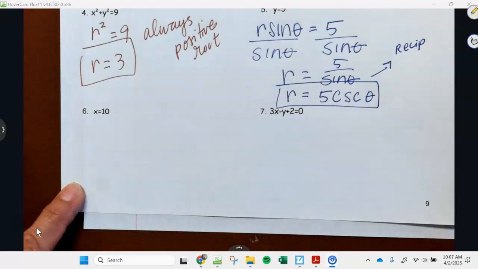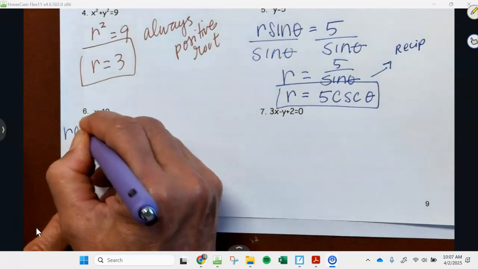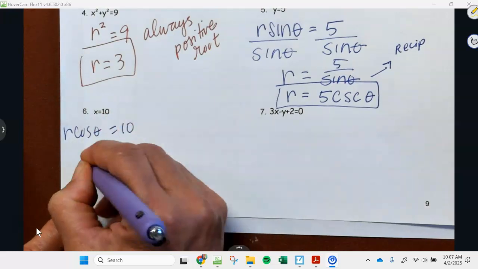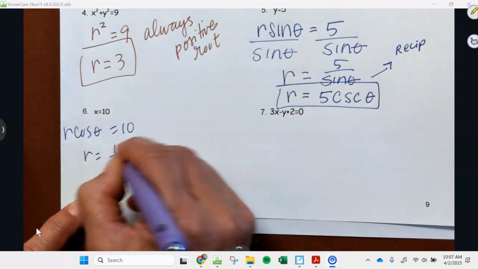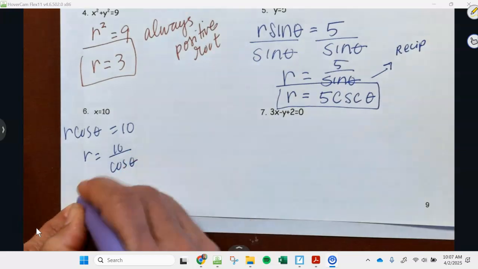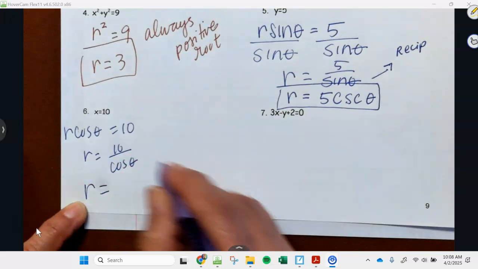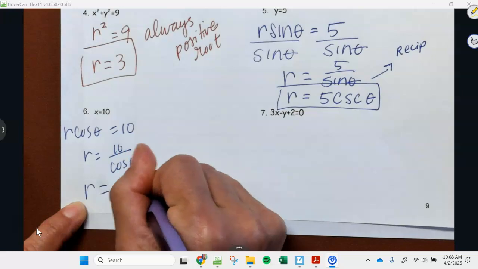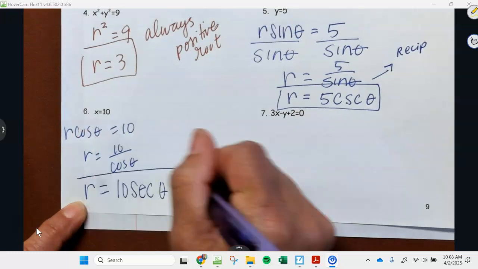For this, x is r cosine theta equals 10. Divide both sides by cosine. Can I clean up the fraction? I can. This is going to be r equals 10 secant theta.